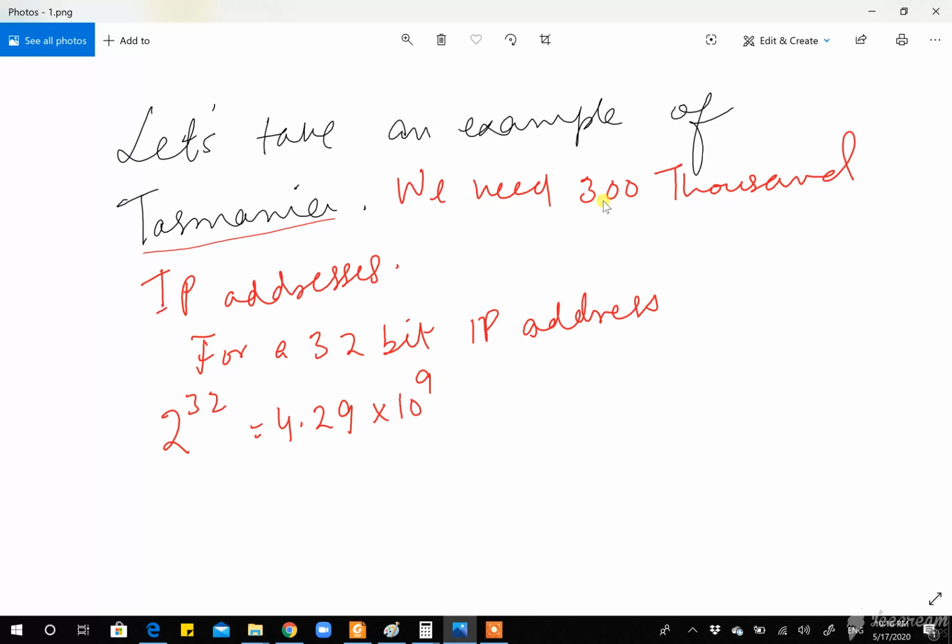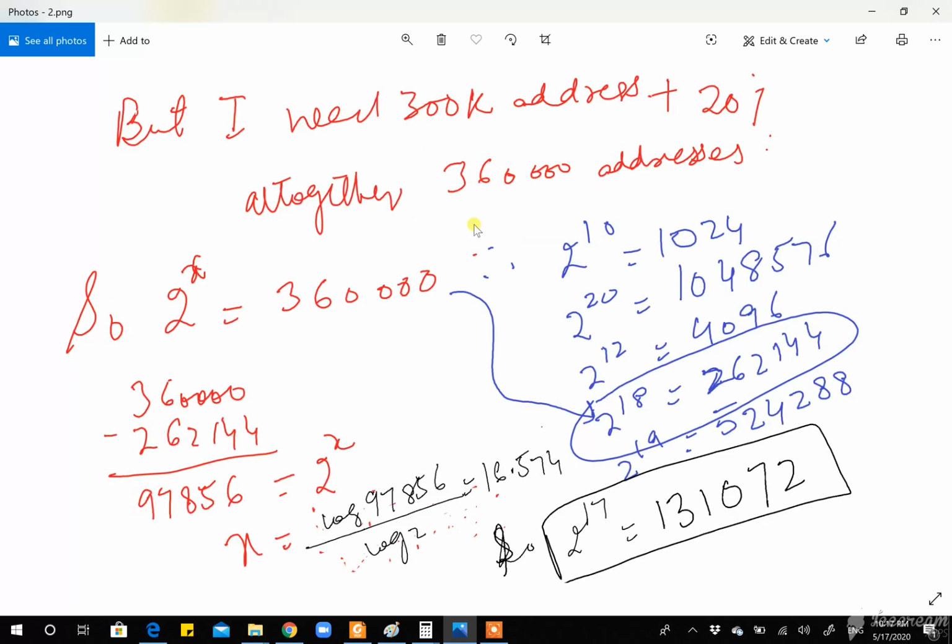If we need to make 300,000 IP addresses, we know that 2 power 32, 4.29 times 10 power 9, IP addresses are available, but we need only 300,000 addresses. In our question, it is also mentioned that we have 20% additional to that as well. So altogether our IP address allocation should not be more than 360,000 addresses. 360,000 addresses is the maximum limit of our IP addresses.